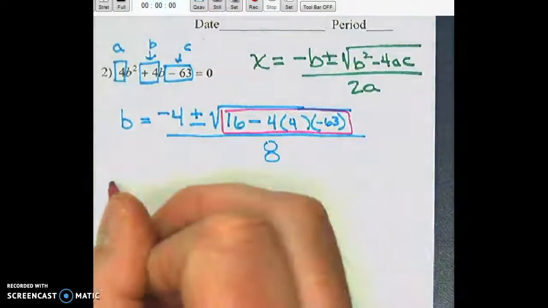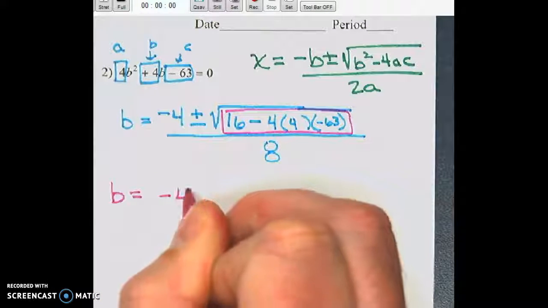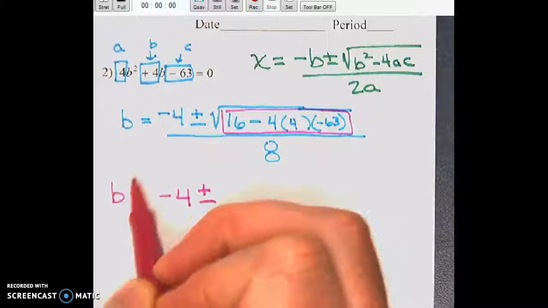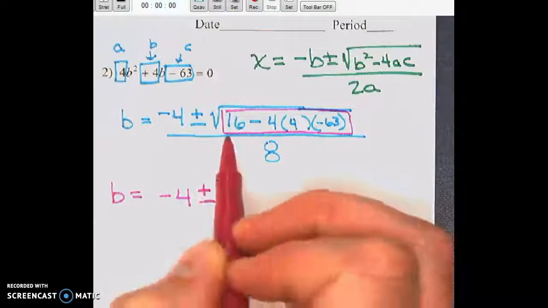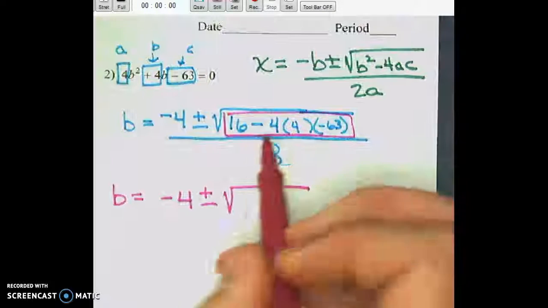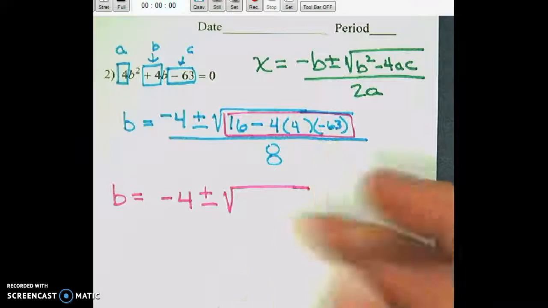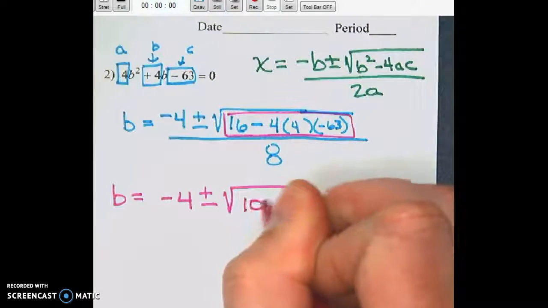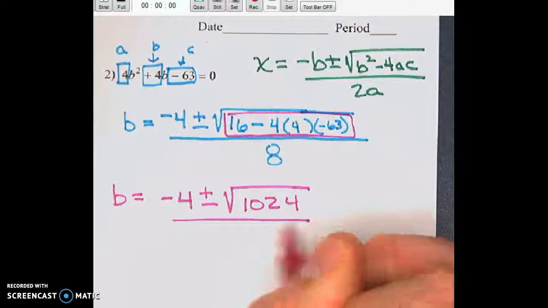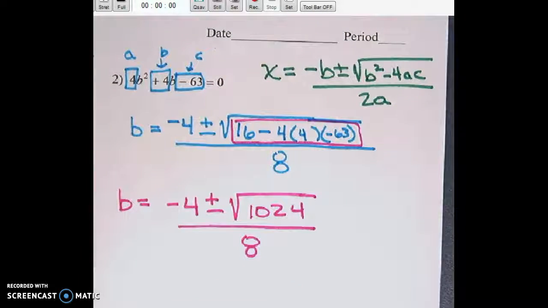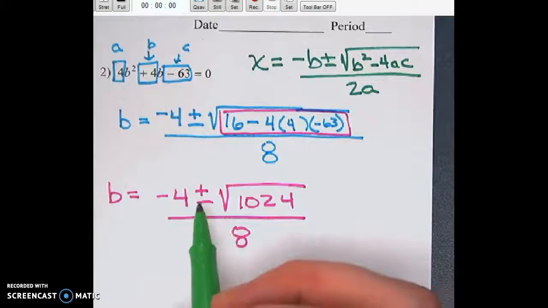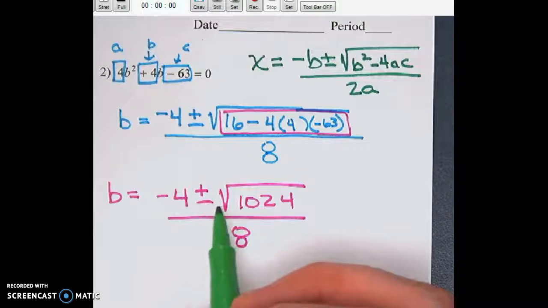And so we're just going to rewrite this. Our b is equal to negative 4 plus or minus, again, I'm just copying that down, the square root. But instead of typing all of this in, now that we typed it into our calculator, we're just going to type in the answer, which was 1,024, all divided by 8. At this point, we can just type in the top part of the equation divided by 8, and then type in the top part again with the negative sign divided by 8, and we're done.